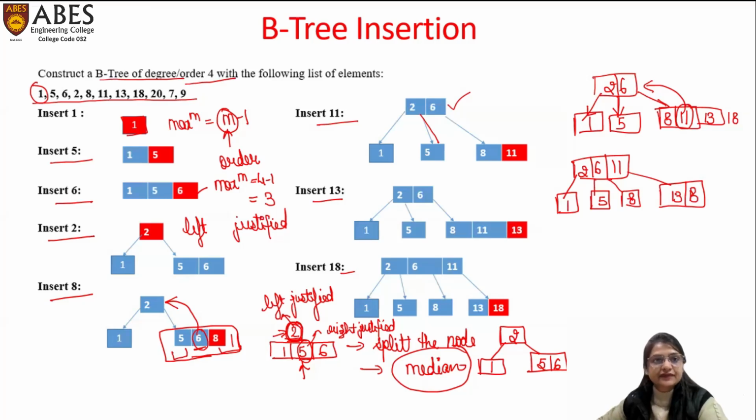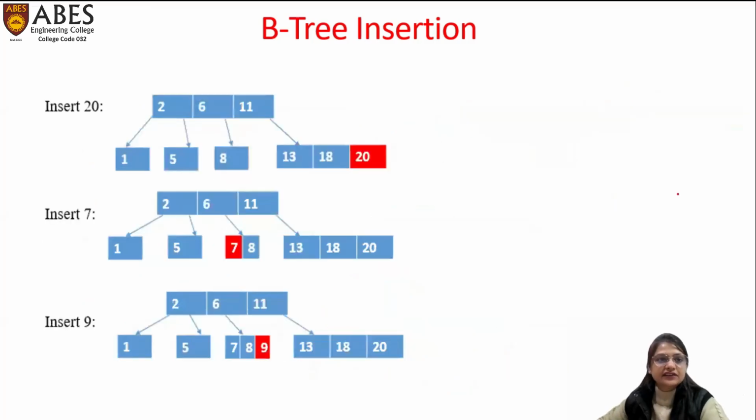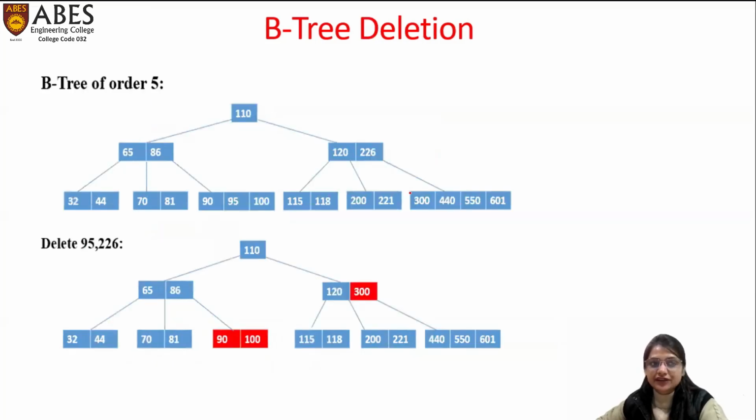Okay. Next item is 20. As soon as 20 comes, it will be inserted here, because the right child was having only the 13 and 18 values. So this node can contain 3 values. Then 7 needs to be inserted. Then it will come here like this. Then insert 9. 9 will be placed here, just like this. So this was the insertion concept in case of B tree.